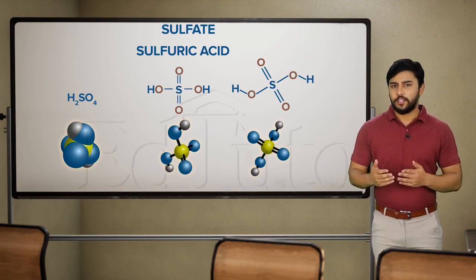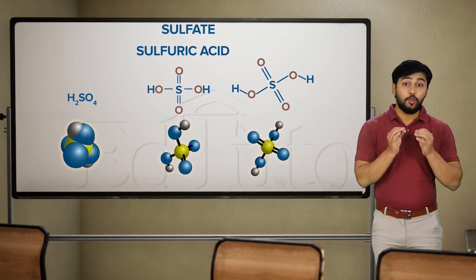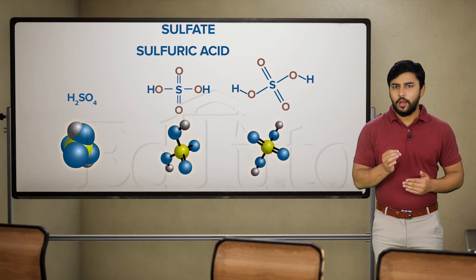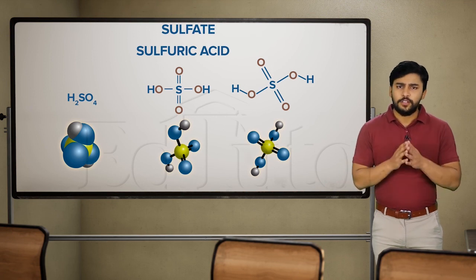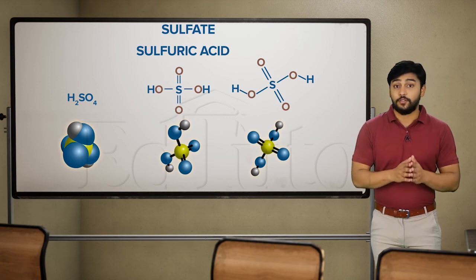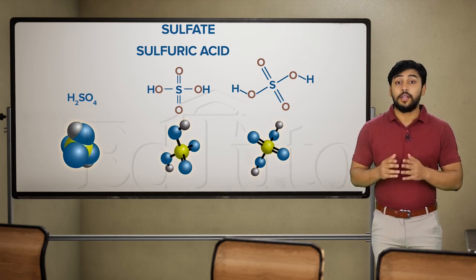Then the positive charges will be 2 because we have 2 hydrogen atoms. So it will be 0.2 and the total negative charges will be 0.2 again, because even though we only have 1 ion of sulfate, it has a double negative charge.